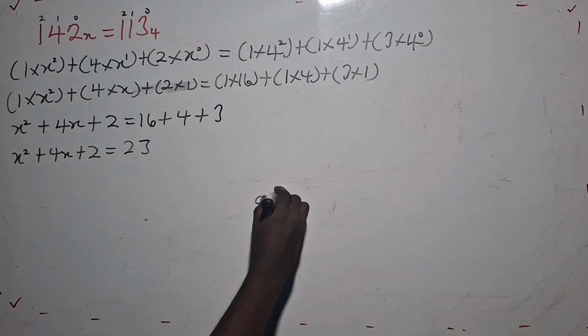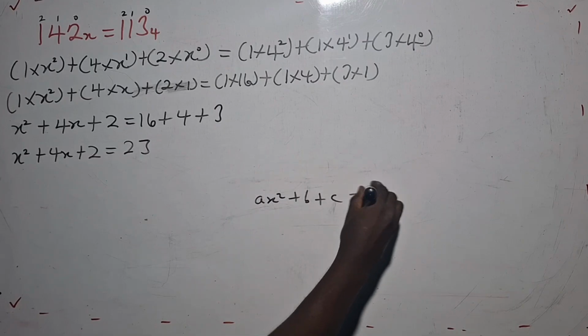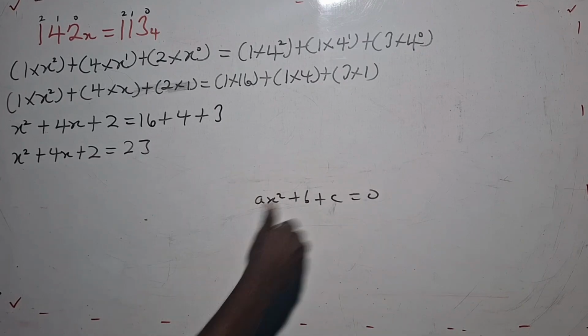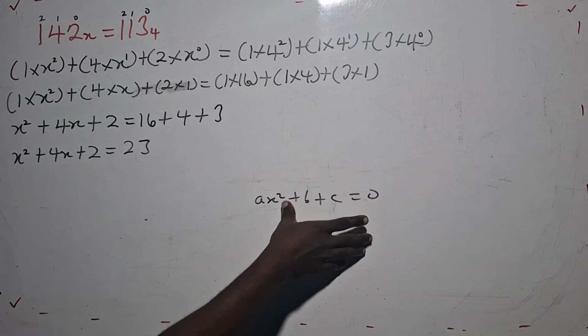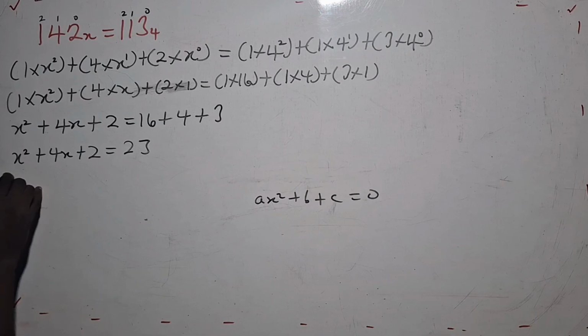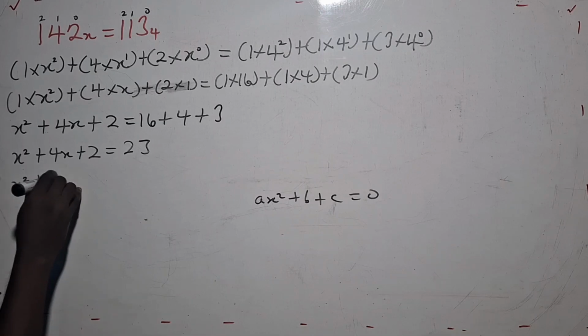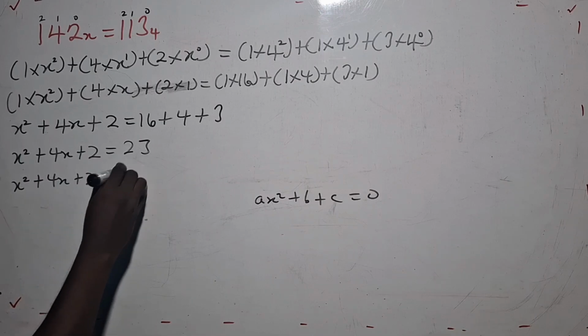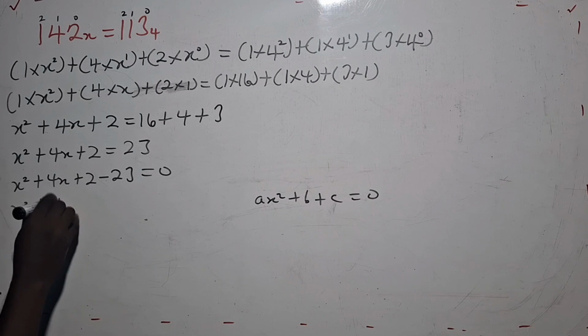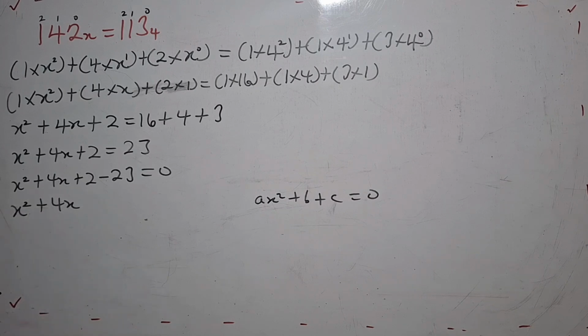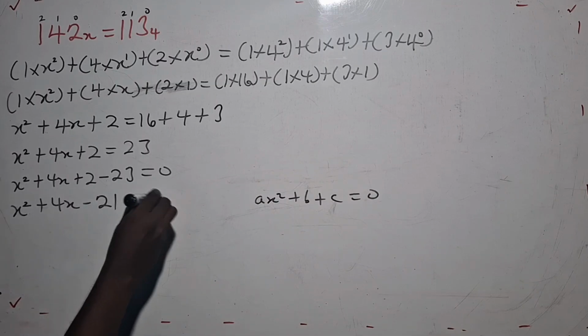If you see ax squared plus bx plus c is equal to 0, the quadratic is normally expressed in this form. The quadratic equation looks like this. So I have to make it look like this, then equate it to 0. So now I have x squared plus 4x plus 2 minus 23 is equal to 0. So this will give me x squared plus 4x, now 2 minus 23 will give me negative 21, is equal to 0.